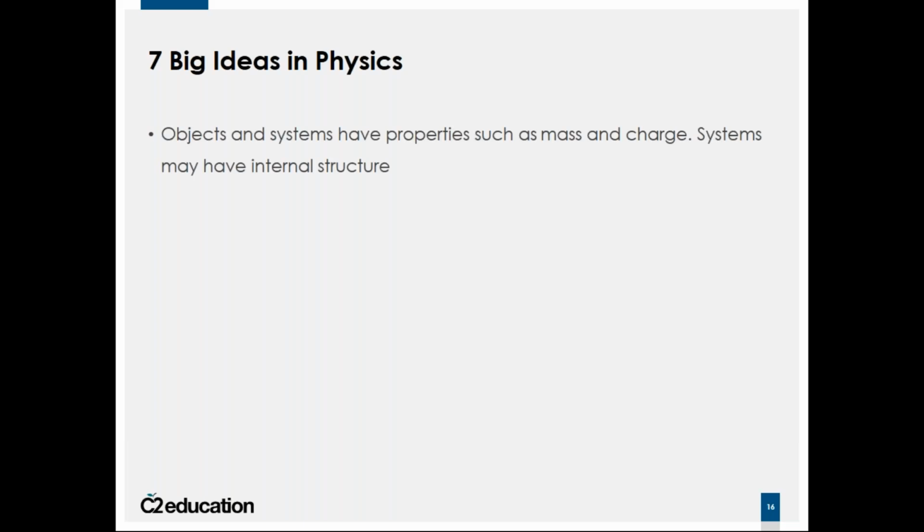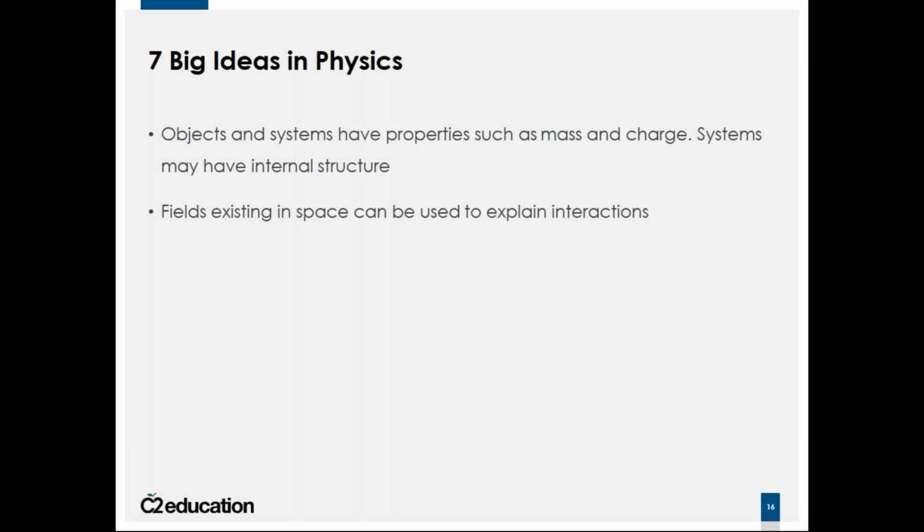Now, physics as a whole sort of runs around 7 big ideas, right? It's sort of like we're going up, right? It was 4 big ideas for bio, 6 big ideas for chem, now 7 for physics. As you get to the more nitty gritty, like the world that we live in, the broader the big ideas are. 1, right? Object systems have properties, mass, and charge.